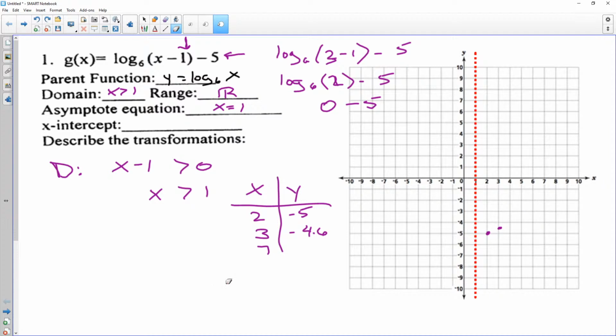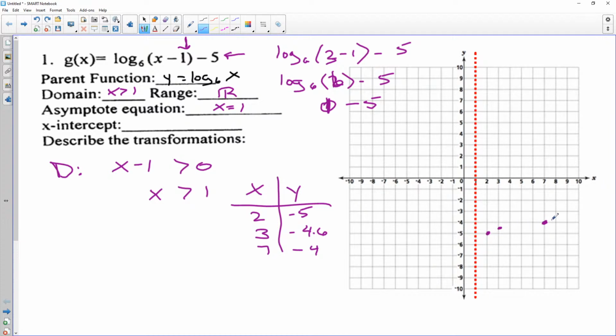If I do 7 minus 1 in the original problem, I get a 6. And the log base 6 of 6 is something I can do in my head without a calculator. It's saying 6 to some power is equal to 6. Well, 6 to the first power is equal to 6, right? So I can make this log base 6 of 6, which is a 1. 1 minus 5 is negative 4. So if I go all the way over to 7, I can go down to negative 4, right there, and I know that's where my graph is.